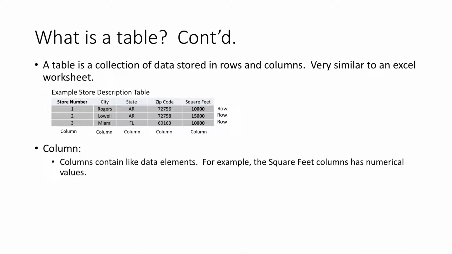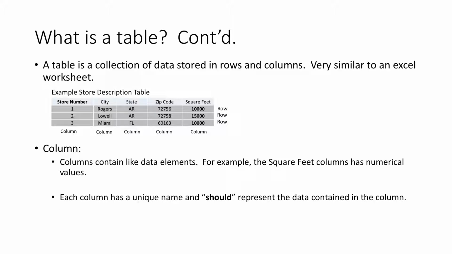Again, we have a table being a collection of rows and columns of data. And columns contain like data elements, whereas if you look across a row, it's going to have different data elements. If you look down a column, it should be the same type of data. For this example, square feet is all numerical data, right? That describes the square feet of a store.